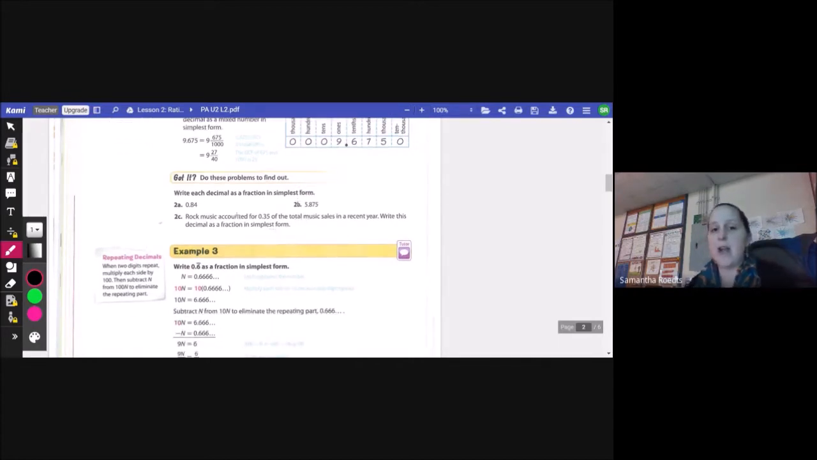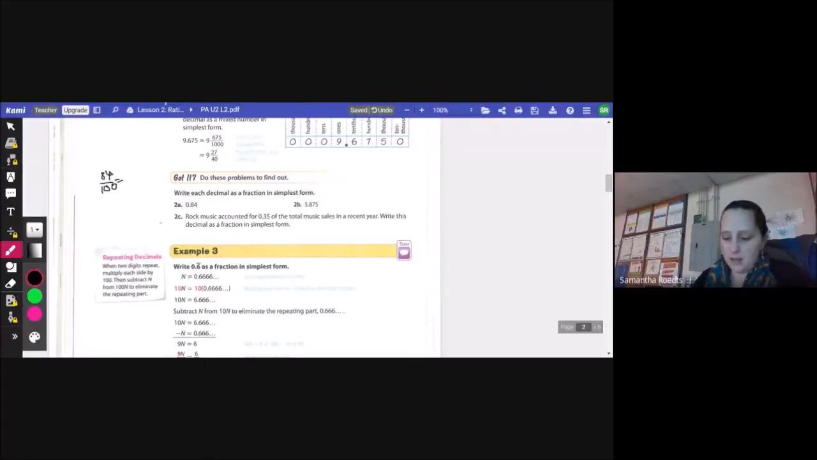Let's try it. Write each decimal as a fraction in simplest form. For 2a, I have 84, and there are 2 numbers, so it's 84 over 100. And when this simplifies, I get 21 over 25. Most calculators will actually do it for you automatically.